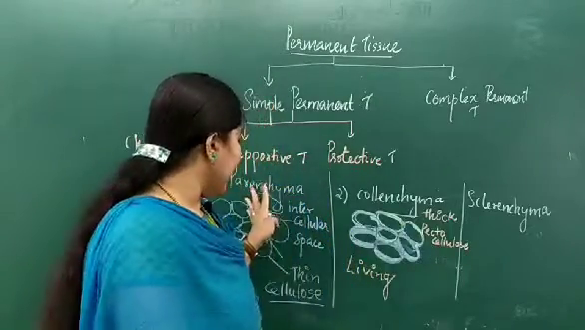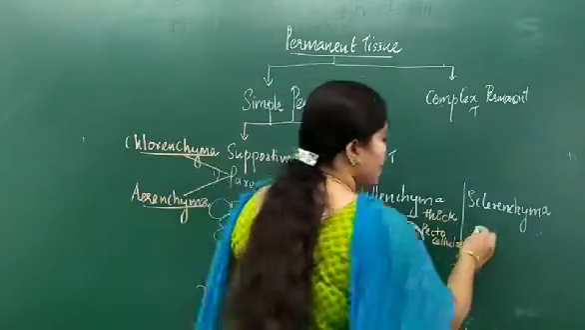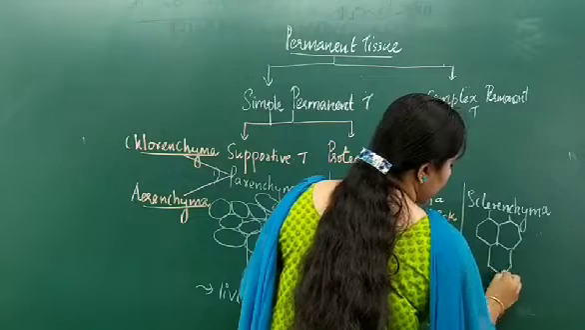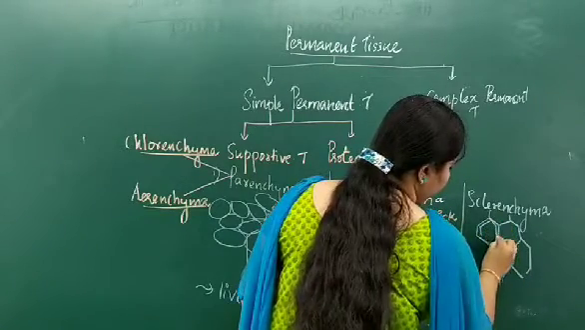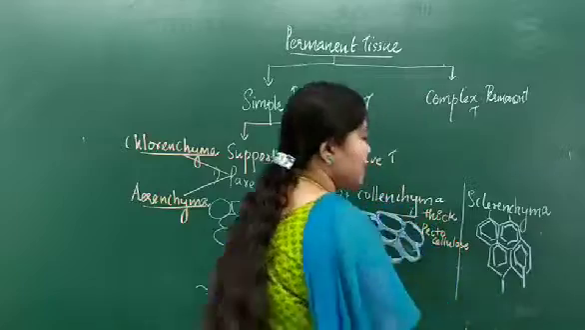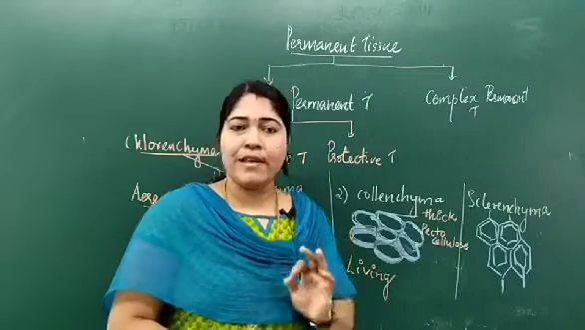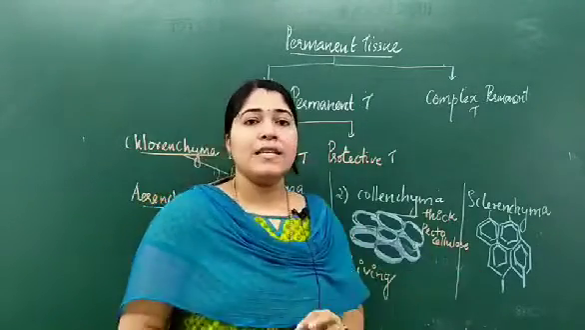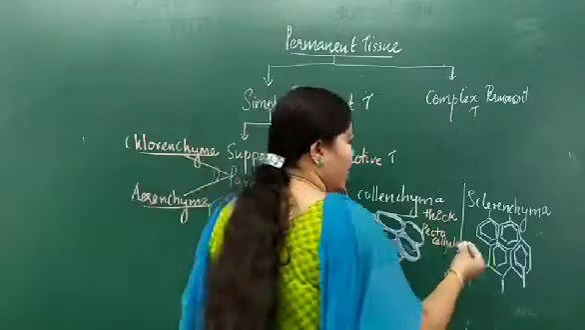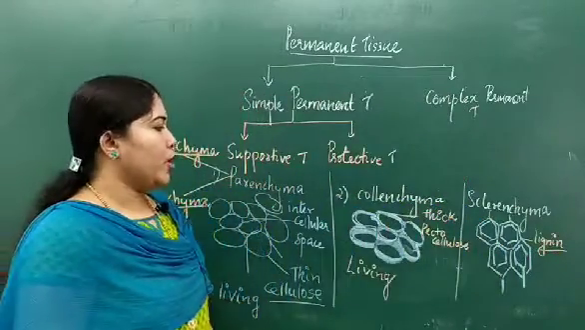Clear, students, about the parenchyma and collenchyma? The next is sclerenchyma. Sclerenchyma cells are hexagonal in shape, with a thick cell wall. In sclerenchyma cells also, the intercellular space is completely absent. And the cell wall of sclerenchyma cells is made up of a compound called lignin.